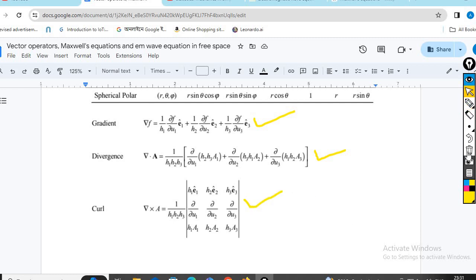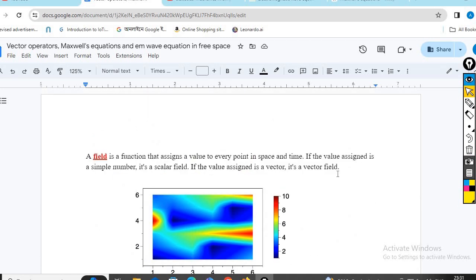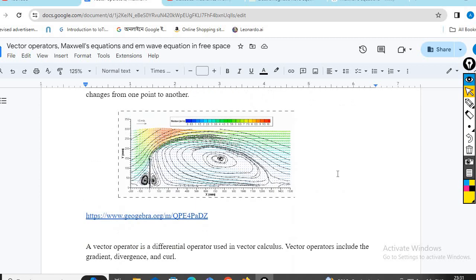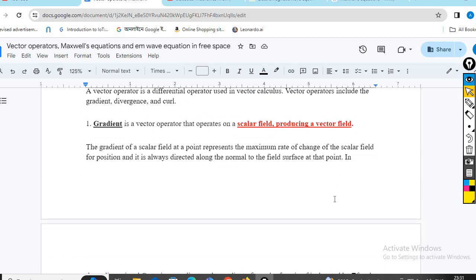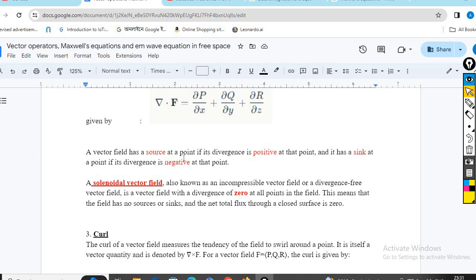So in a very simple form, let us just compile all the things. We have started with the idea about fields, the concept of scalar field and vector field, the basic definition of vector field with certain examples, then the operators. Gradient: what will gradient do? It will convert a scalar field into a vector field. For divergence, if this is greater than 0, then this will act as a source. If this is less than 0, this will act as a sink. And if this is equal to 0, then this will be a solenoidal vector field.